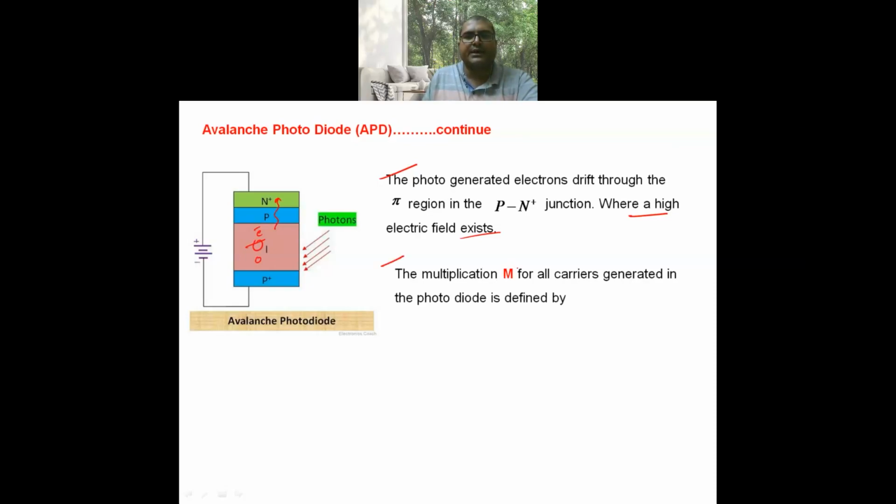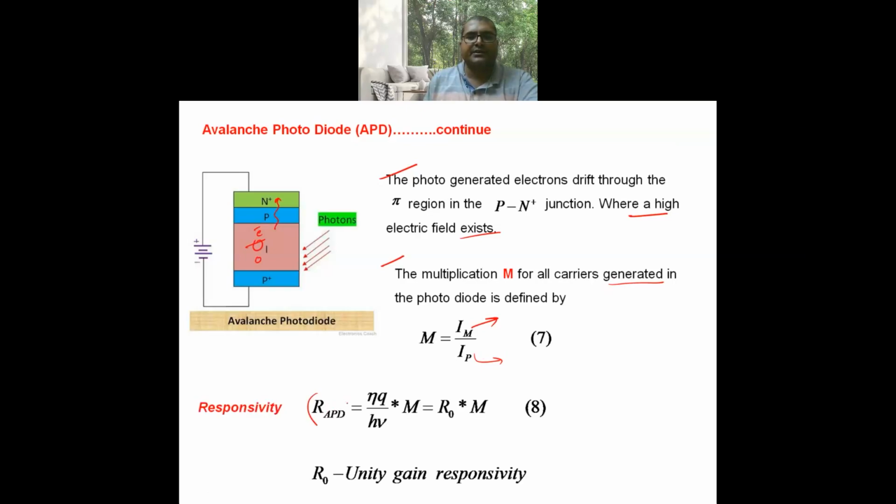The multiplication M for all carriers generated in the diode is defined by M equals Im by Ip. Im is the carrier multiplication current, Ip is the primary current. Responsivity R APD, for the avalanche photodiode, is eta q by h mu multiplied by M. The only difference between the PIN diode and the avalanche photodiode is the multiplication factor. It is equal to R naught into M. R naught is the unity gain responsivity.